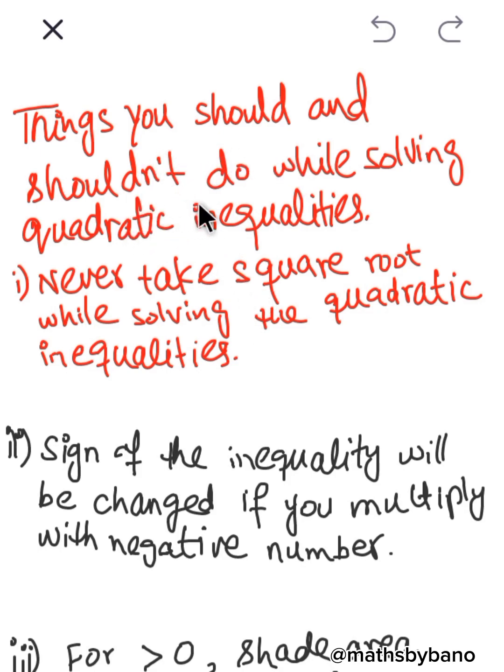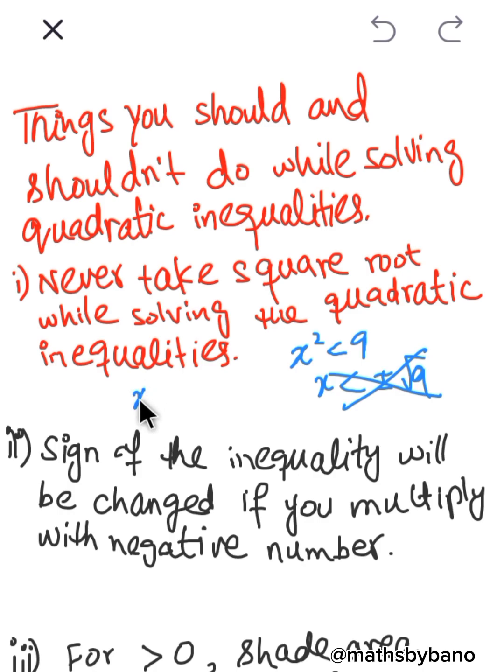Things you should and shouldn't do while solving the quadratic inequalities. The first and the most important thing is never take square root while solving the quadratic inequalities. Let's suppose you have a quadratic inequality like x square is less than 9. Then most of the students, what they do, they just take the square root and then write x is less than plus minus 3, which is completely wrong method. So you are not allowed to write like this, this is wrong.